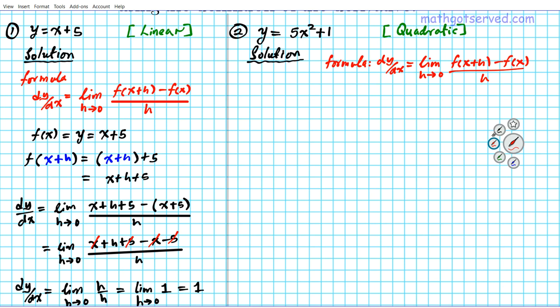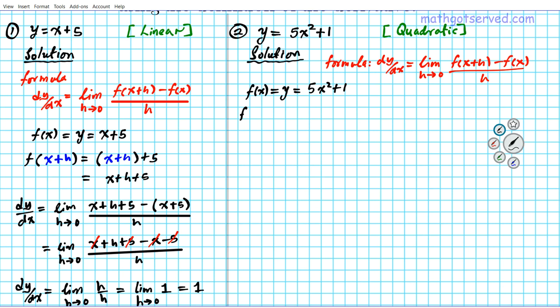Okay, all right, so like we did for number 1, we're going to look for the ingredients to apply this formula to. We just need to determine what is f of x. We need to determine what is f of x plus h, substitute, simplify, evaluate the limits, and we'll be done. So let's start with f of x. What on earth is f of x? In this particular example, f of x is the same thing as y, and y is 5x squared plus 1.